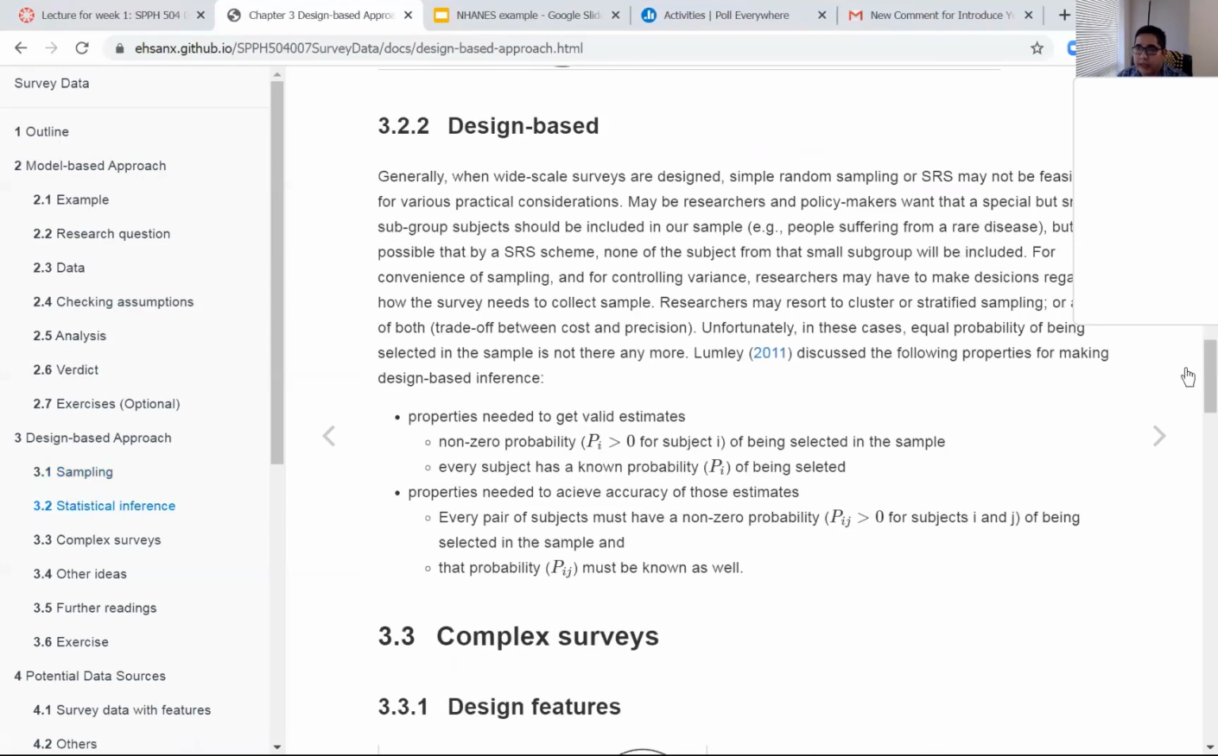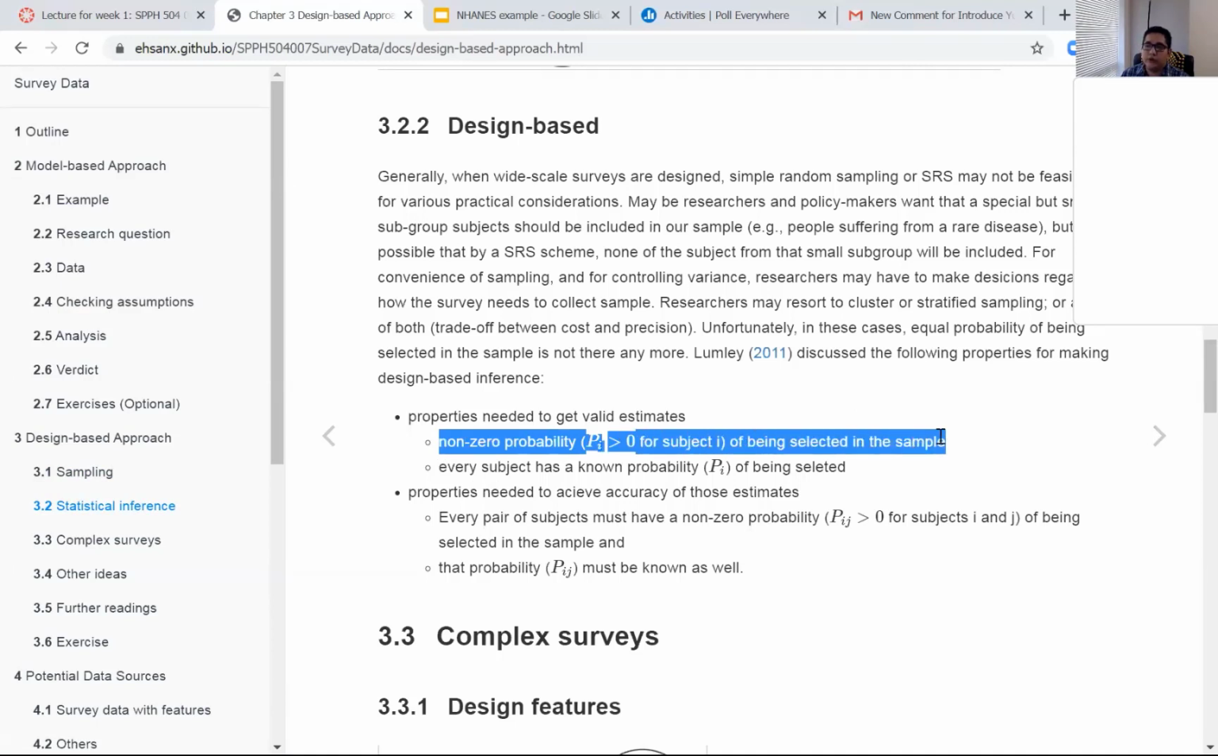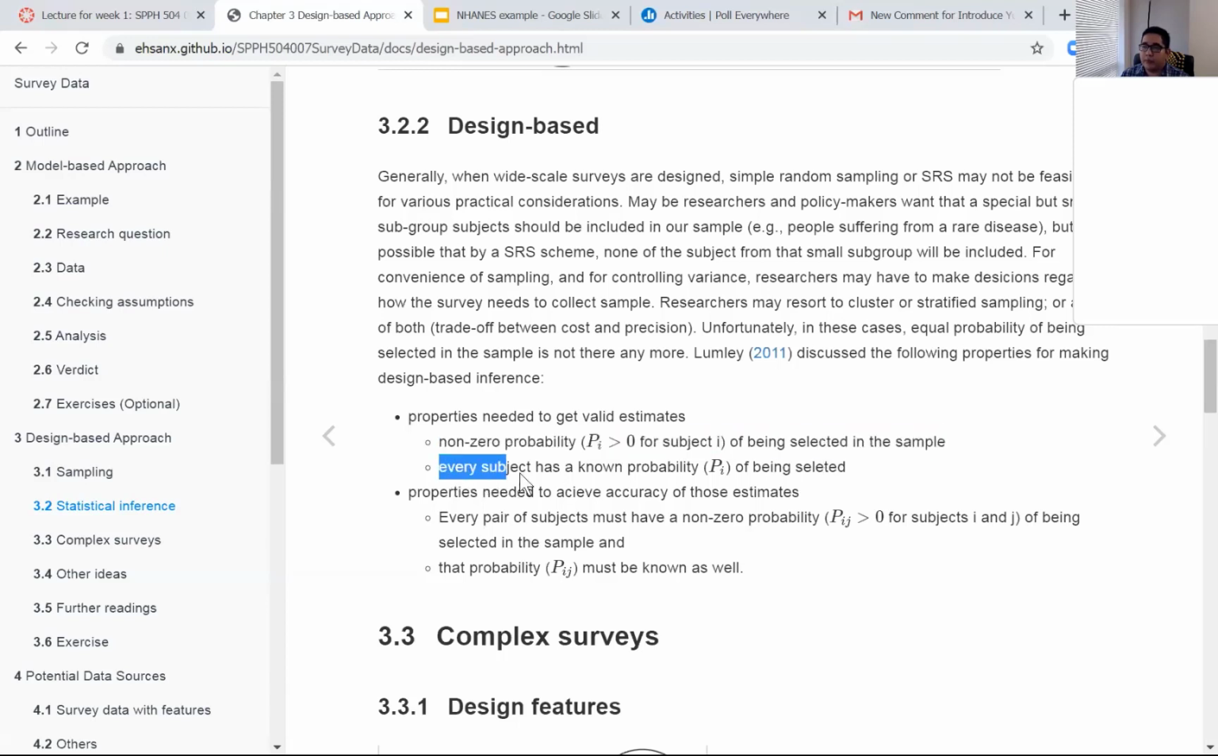All right, so there are some characteristics that are essential for a design-based study. The first characteristic is that you have to have some sort of probability, which is not zero, of being selected in the sample, and that probability has to be known. So as a sampling designer, you need to know exactly what those probabilities are, because later on we will see that these probabilities will be used in calculating many of the different things that we need to establish our inference.